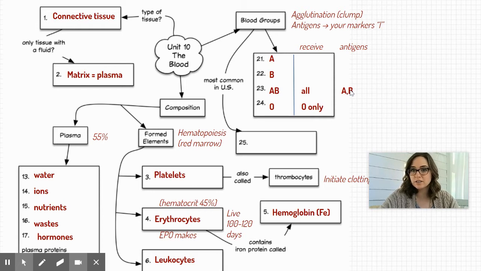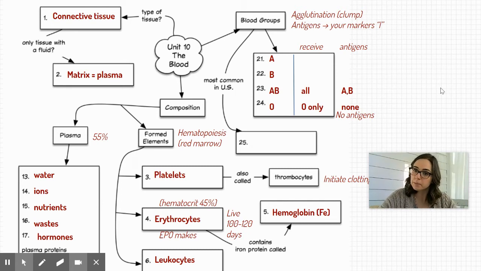But the antigens that are present on it are none. There are no antigens present on O. That is why it's called O. There's no markers, no identifier on there. So that makes O the universal donor because it's like naked, basically. It has no markers present. And so any of the blood types can accept it and they won't fight it off because there's no markers on it. So it won't identify that blood type as being incompatible or causing agglutination or clumping to occur.